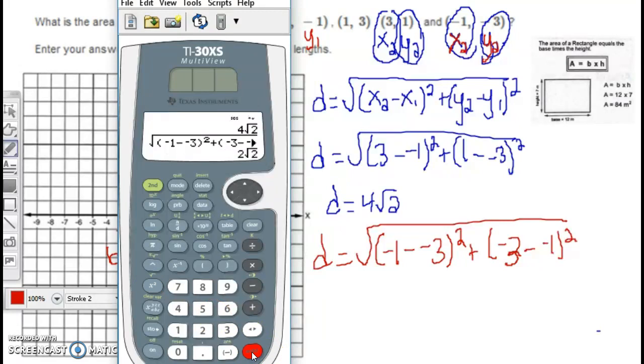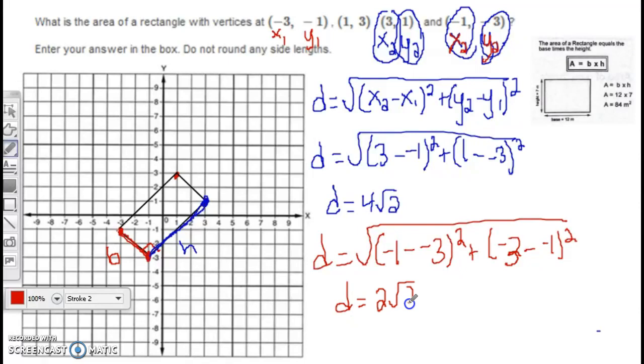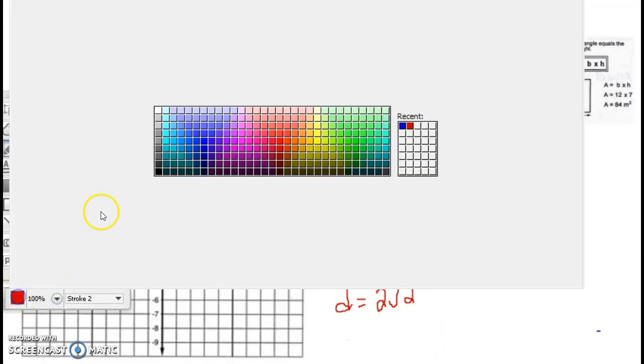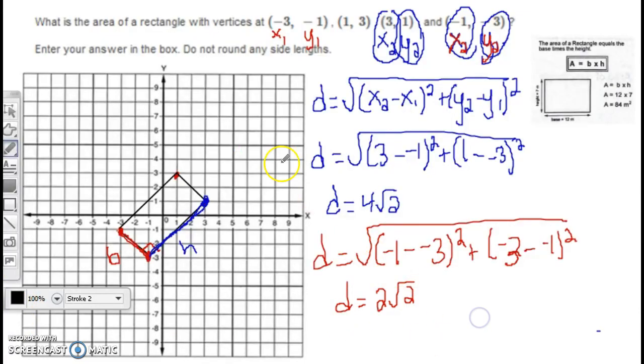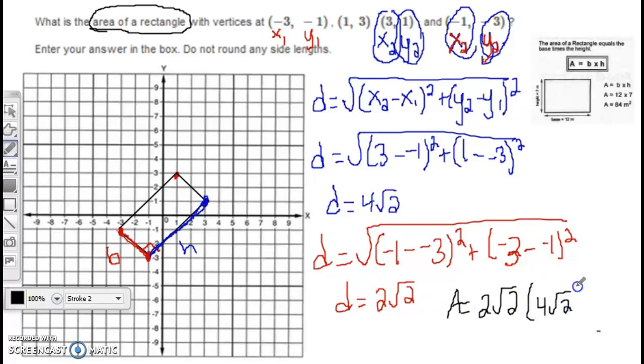Okay, and after all that clicking, that distance is 2 square roots of 2. And then to find the answer, remember the answer didn't say find the distance of each side. The answer said what is the area of the rectangle. So we would have to multiply the base times the height. So 2 root 2 times 4 root 2.